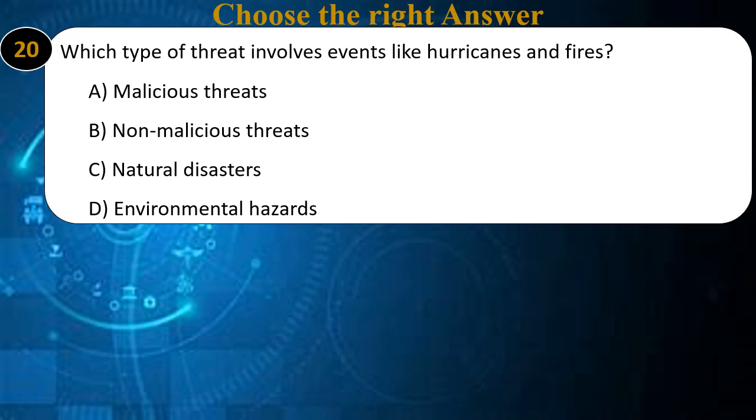Question number 20. Which type of threat involves events like hurricanes and fires? A. Malicious threats. B. Non-malicious threats. C. Natural disasters. D. Environmental hazards.